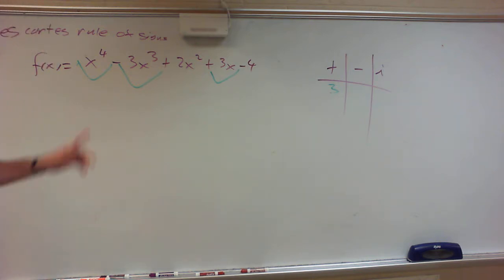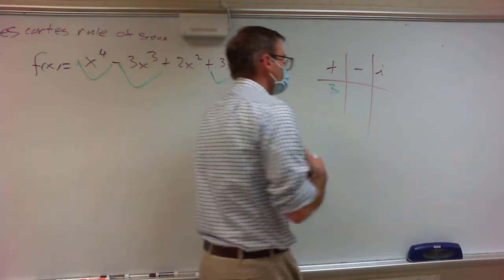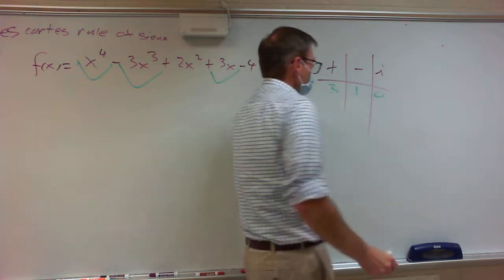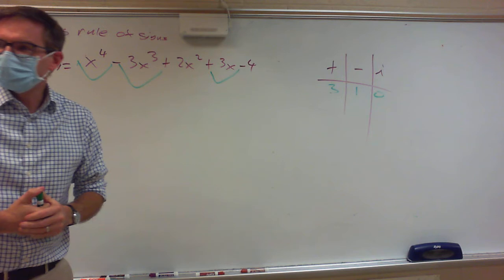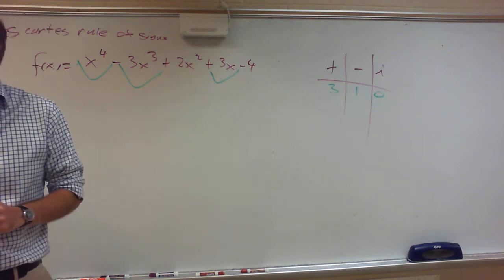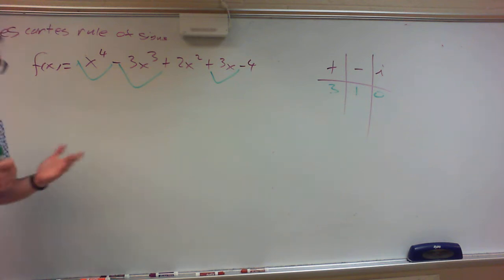Now, how many total zeros do we have? 4. If 3 of them are positive, how many do you think are negative? 1. Perfect. The first row always has 0 imaginary, because we have 4 total.